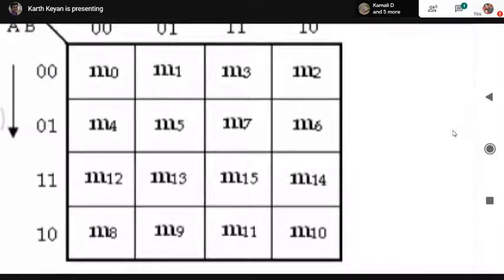You just have to remember these values. The last two columns are interchanged: instead of 2, 3, you write 3, 2. And the last two rows are interchanged: instead of 8, you start with 12, 13, 15, 14, then 8, 9, 11, 10.